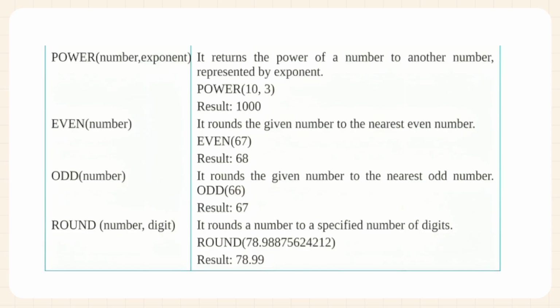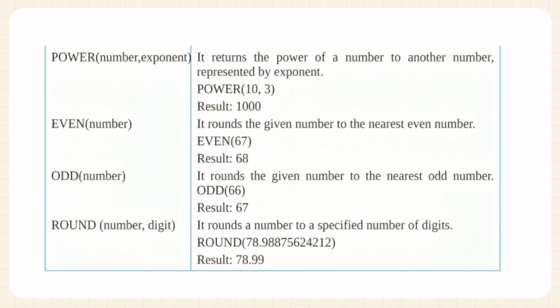Power(number, exponent) returns the power of a number raised to another number represented by the exponent. Example: =POWER(10, 3). Result: 1000. EVEN(number) rounds the given number to the nearest even number. Example: =EVEN(67). Result: 68.